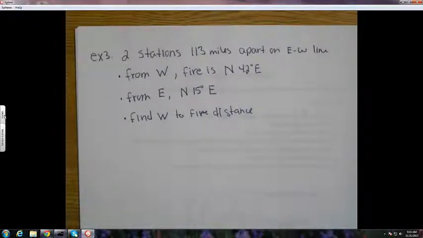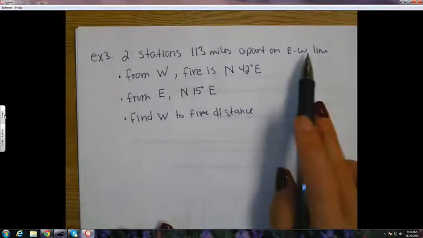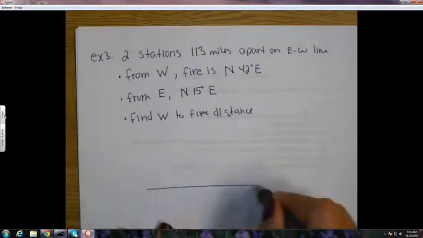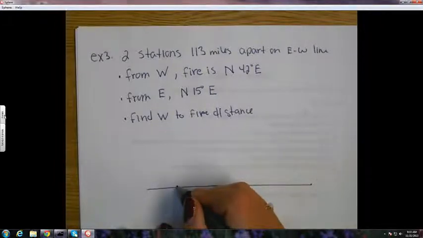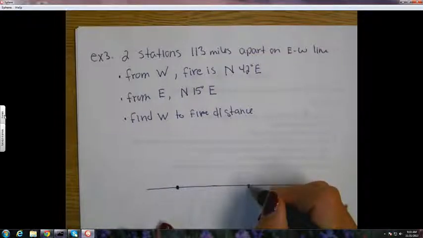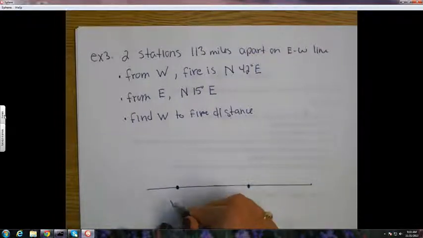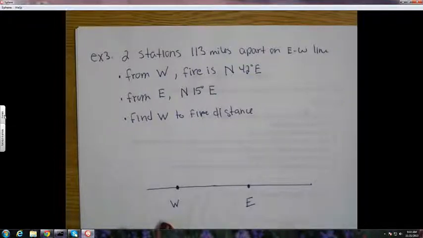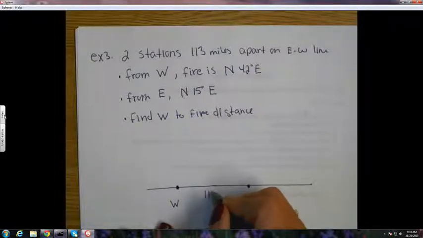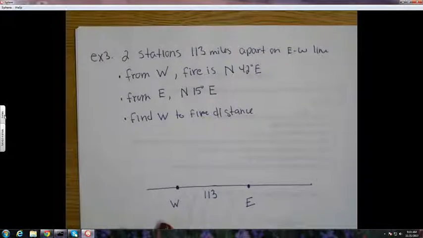All right, here we go. Picture. So you can get the picture. These are not difficult. Start with an east-west line. We've got two stations that are on there. I will call them my western station and my eastern station. How far apart are they? 113. Okay. From the western station, the bearing is from the north 42 degrees to the east.